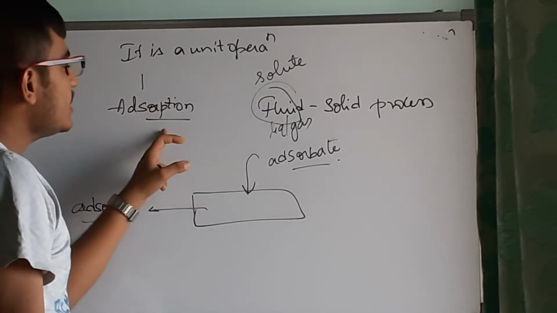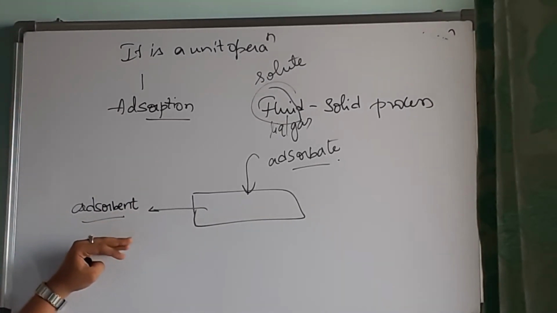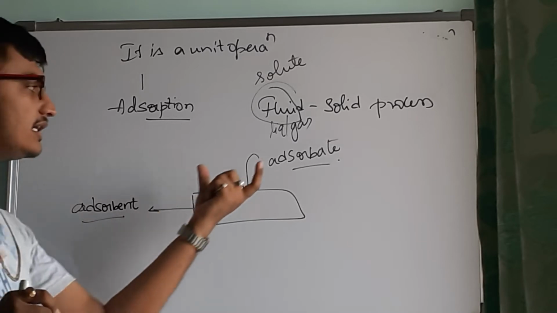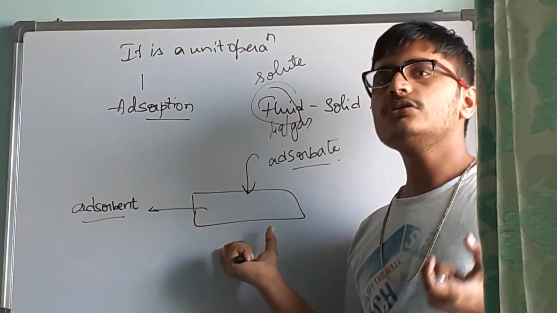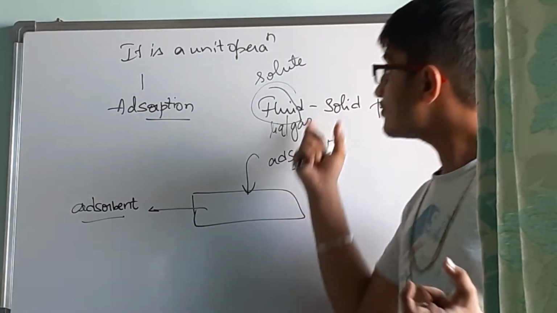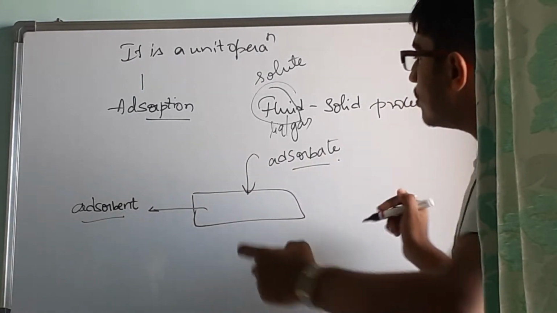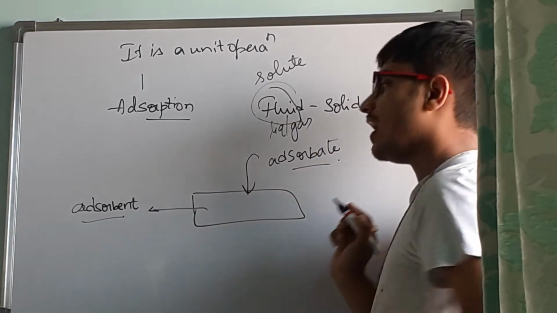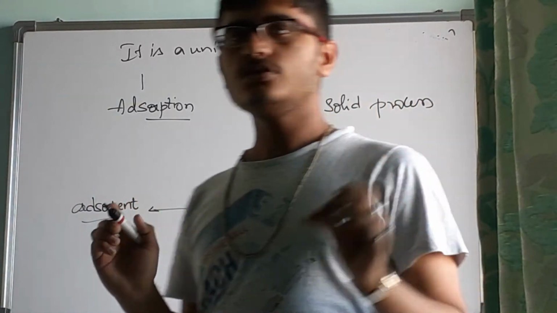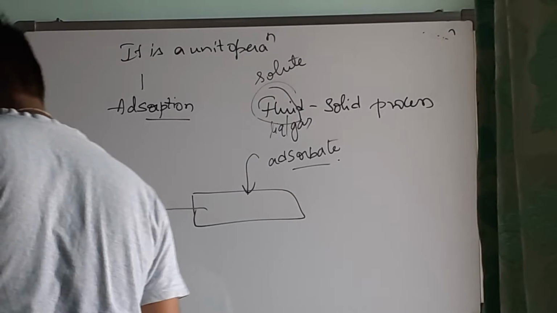Basically, adsorption includes two main terminologies, which is adsorbent and adsorbate. So adsorbent is the material or the solid material on which the solute particles get settled. And the solute particles that get settled on the solid material are known as adsorbate. So this is the basic terminology that you need to understand.